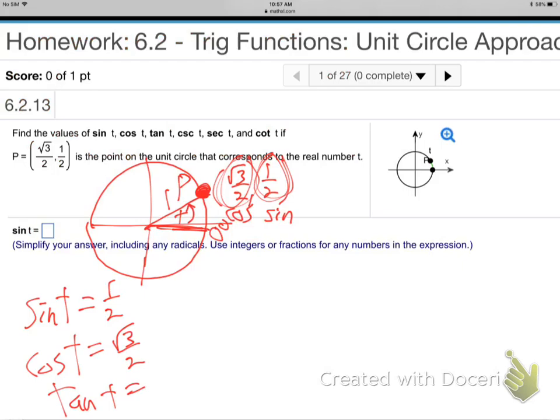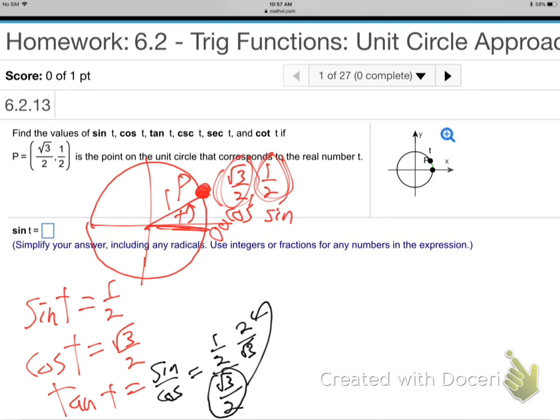So coming back over here. So tangent is sine over cosine. So that would be sine, a half, over cosine, root 3 over 2, half over root 3 over 2. And so you know what to do when you have fractions over fractions. You grab that one on the bottom and flip it up. 2 over root 3. Like that. And these 2's cancel. And you get 1 over root 3.